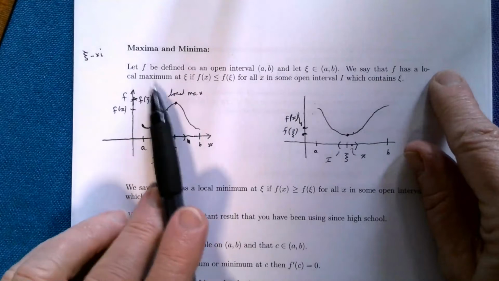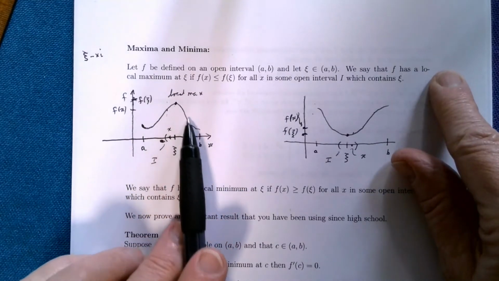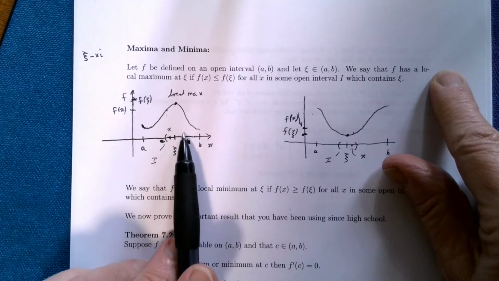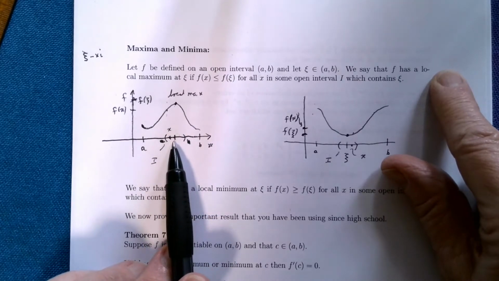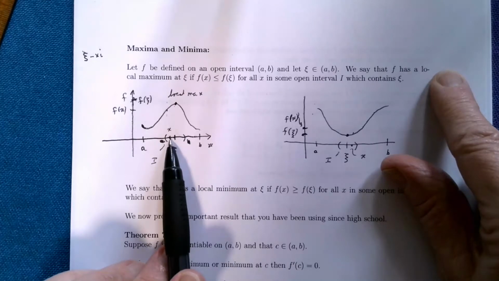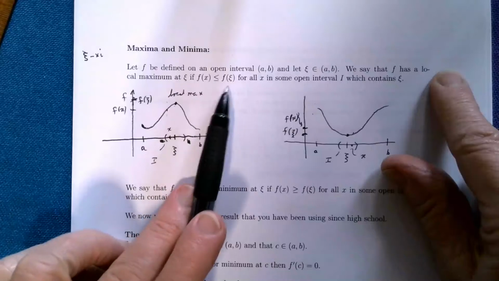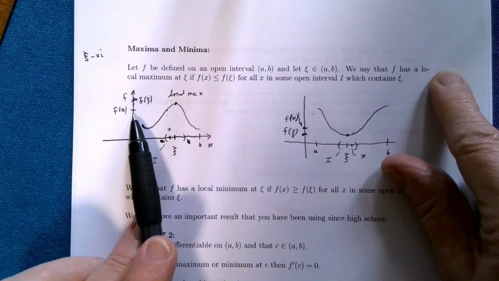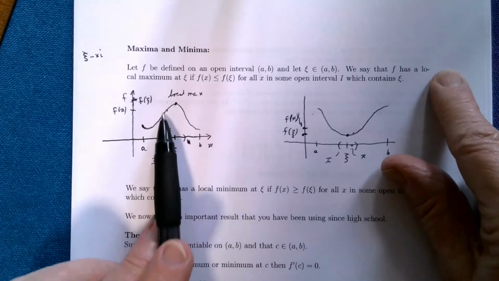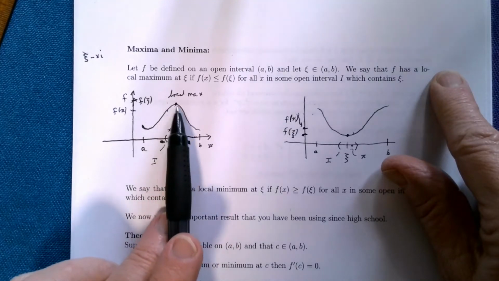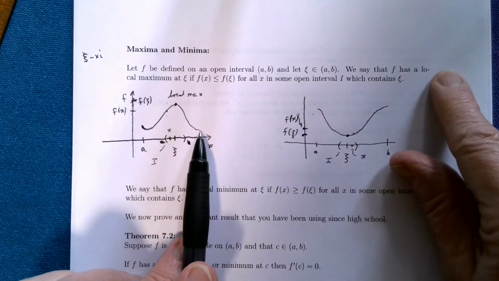So we've got a local maximum at xi, and what that means is that there's some interval, you can draw a little interval around this point xi, and if you take any x in the interval, then f of x is less or equal to f of xi. And that means all these heights are going to be less or equal to this height, and you can see that's going to mean we've got a local maximum there.